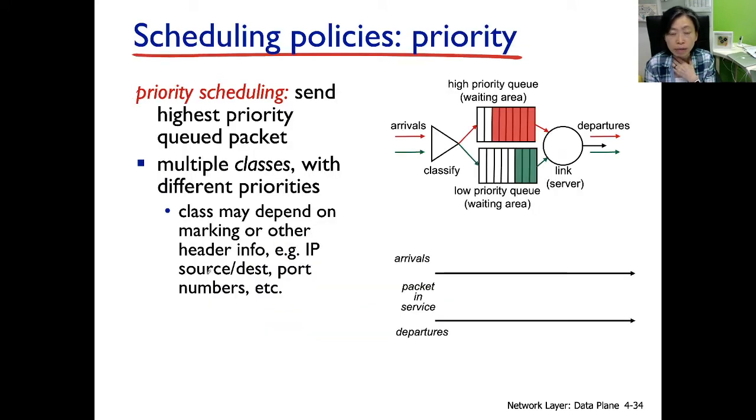Let's go into each one of these a little bit more. So priority-based scheduling. We always send the highest priority packet out. When there are multiple classes with different priorities, we send out the one always with the higher priority. If there are no packets existing, then we take whatever we have. So here's an example: packets arriving, some being red and some being green. Green packets are the ones with the lower priority, while the red ones are the ones with the higher priority.